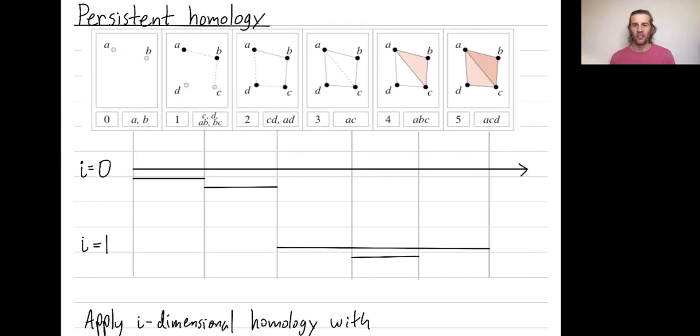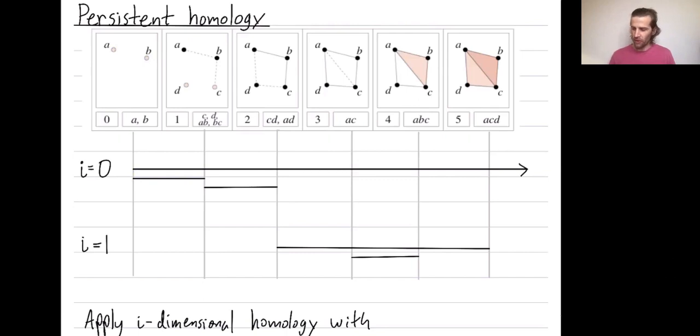Okay, so you can apply persistent homology whenever you have an increasing sequence of spaces. Here we have a space at time 0, which includes into a space at time 1, which includes into a space at time 2, etc. And first we'll talk about the zero-dimensional persistent homology. So you'll see that at time 0, you have two connected components. Those two connected components correspond to these two bars at time 0.